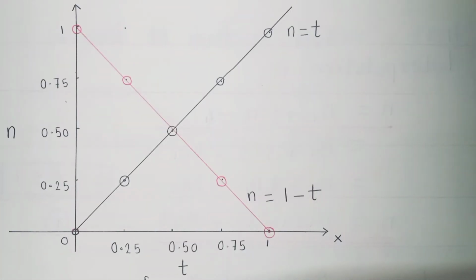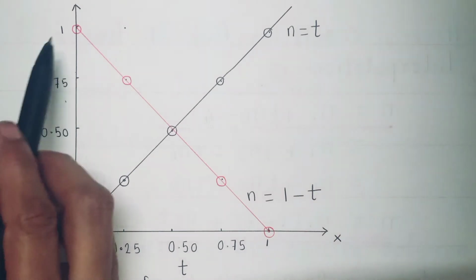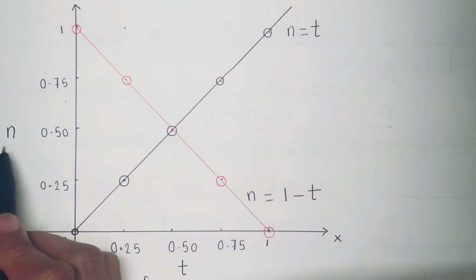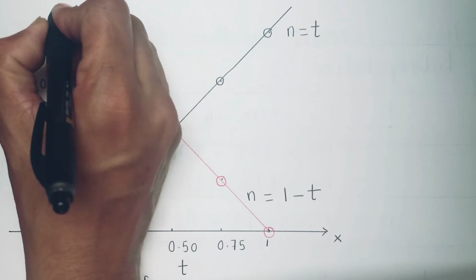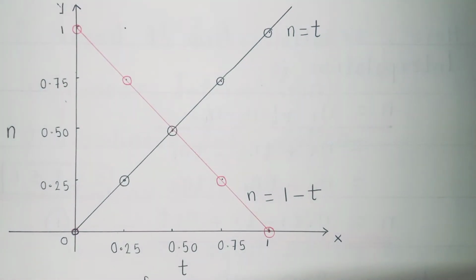This is the graph for n is equal to t and n is equal to 1 minus t. So on the x-axis draw the points 0, 0.25, 0.50, 0.75 and 1. On the y-axis we indicate the values for the n parameter. Now find the answer for n is equal to t.